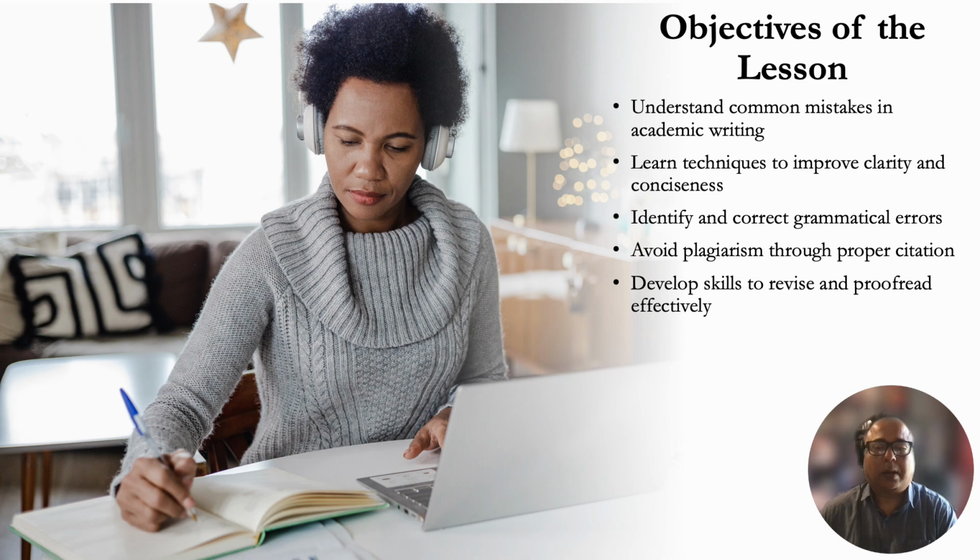Today's objectives are understanding common mistakes in academic writing, learning techniques to improve clarity and conciseness, and identifying and correcting grammatical errors. And this is one of the most important things you need to improve your writing, because more often than not, students are not aware that they're making grammar errors. So it's very important for you to identify and then correct your errors. And while you're writing, it's also important to avoid plagiarism and develop skills to revise and proofread effectively before you submit your papers to your professor.